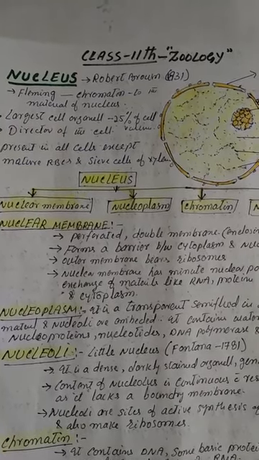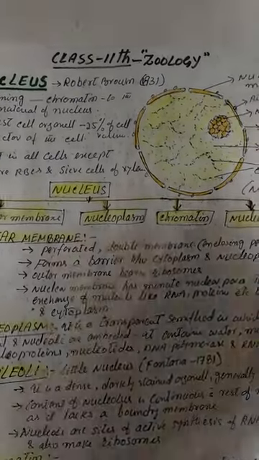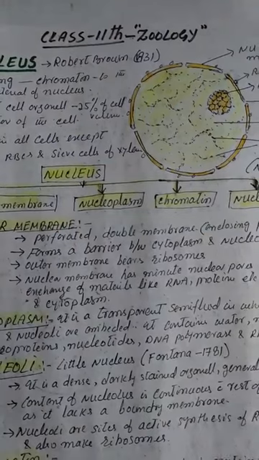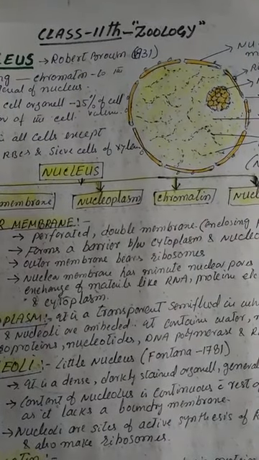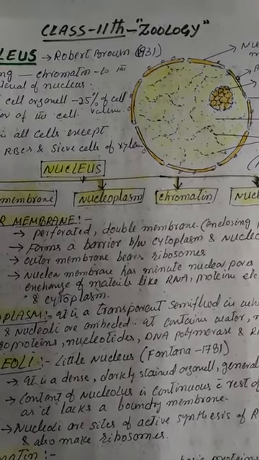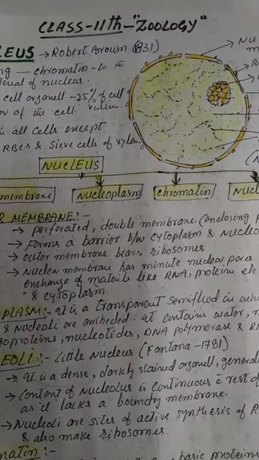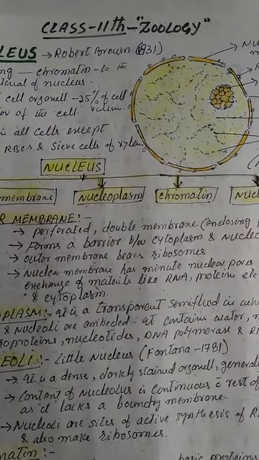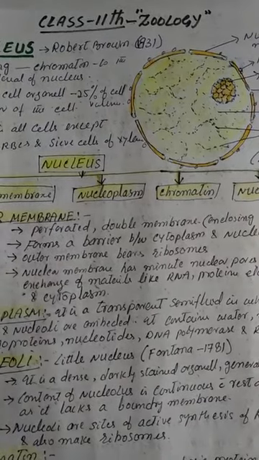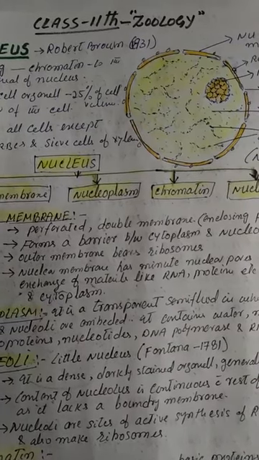Now the nucleus is actually the largest cell organelle and it constitutes about 25% of the cell volume. The nucleus is also called the director of the cell, as it controls the various activities of the cell. It governs all the activities of the cell. That is why it is also known as the director of the cell. The nucleus is present in all cells except mature red blood cells, human red blood cells, and sieve cells of xylem.